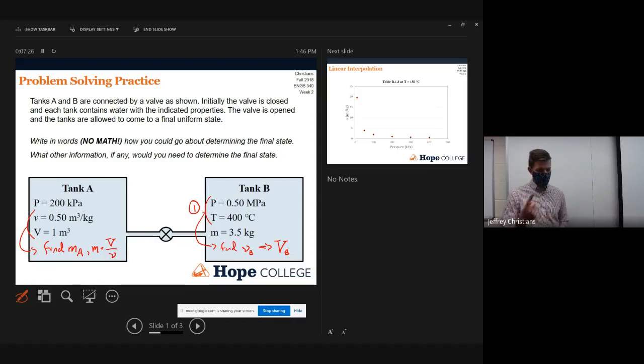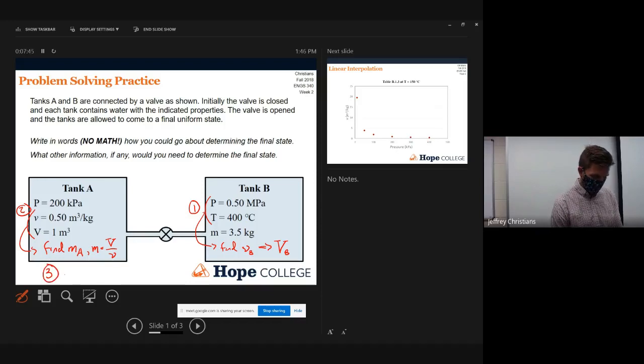So that would give us the total mass of A, the mass of B, the volume of A, and the volume of B. So then we would know, so this would be, I guess, step 2.